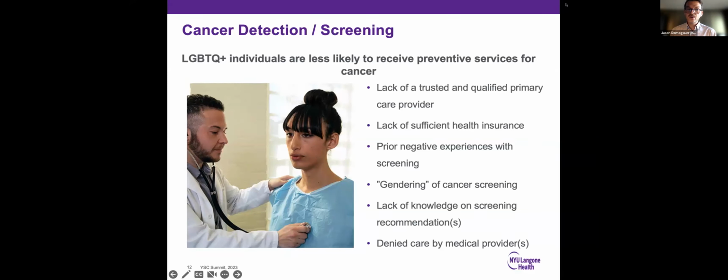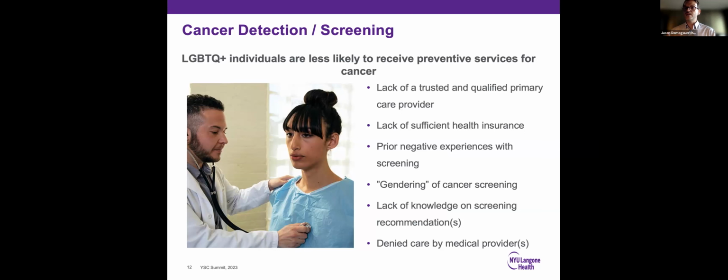However, there exist pretty notable barriers to preventative cancer screenings, and those include a lack of a trusted and qualified provider, lack of sufficient health insurance, again circling back to social determinants of health, and prior negative experiences with cancer screening. We know that cancer screening is not really a one and done, but something that one needs to repeat more frequently, such as mammography for breast, chest cancer screening. If somebody comes in, has a very negative experience one time, the likelihood of them coming back drops precipitously. And this oftentimes happens for those who are trans identified.